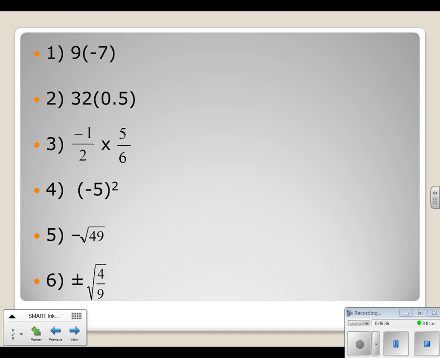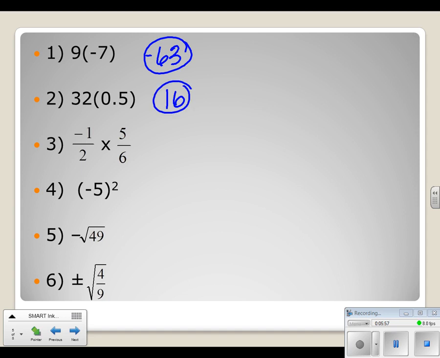For number 1, 9 times -7, you would get -63, since we're looking basically at the opposite of positives, which gives us negatives. When the signs are different and you multiply, you're going to have that negative answer. 32 times half, well, half of 32 is 16. Since they're both positive, your answer is positive.